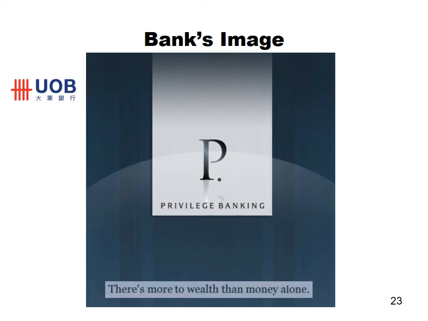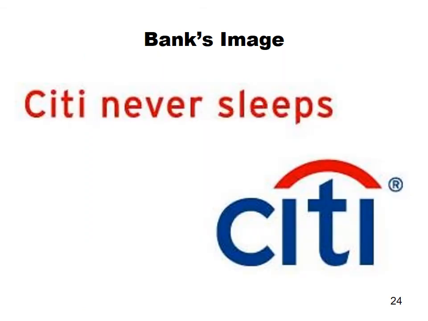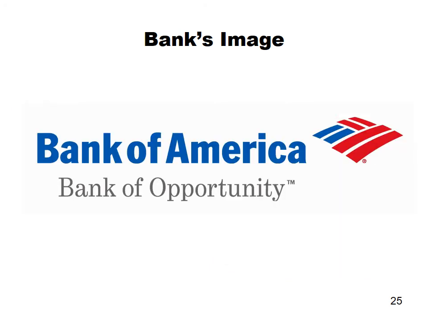Next, this is a more upmarket image. Privileged banking: there is more to wealth than money alone. This is UOB. They are trying to associate the bank's image with a higher standard of service. Citibank, the bank that never sleeps. They're always there 24 hours for you. Bank of America, Bank of Opportunity.